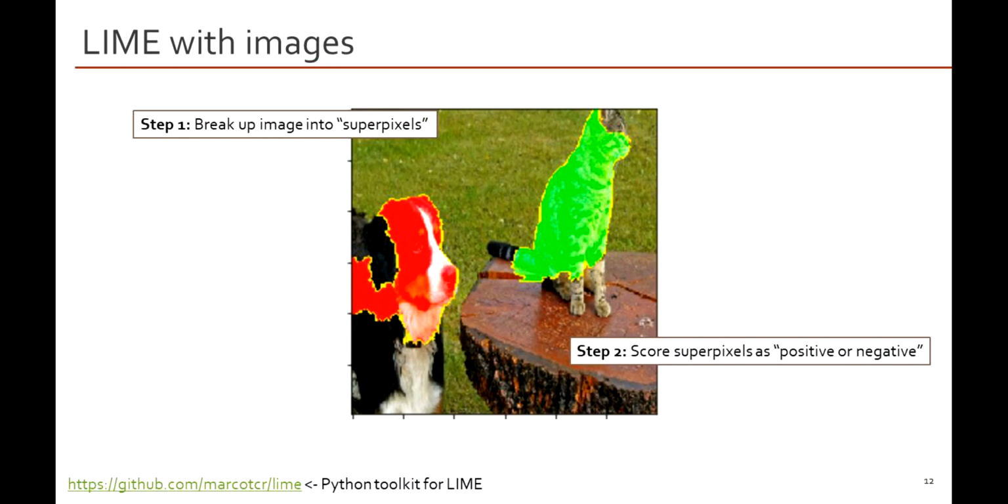And I can see that these pixels on the left that cover a dog have a negative effect in this picture on classifying it as a cat. But the ones that highlight the cat on the right have a positive effect. So including those pixels explains my classification as a cat. And this is something taken from the GitHub that provides a Python toolkit to use LIME in your own research.